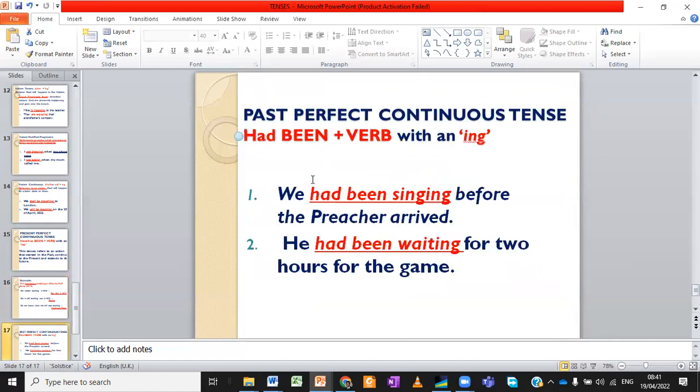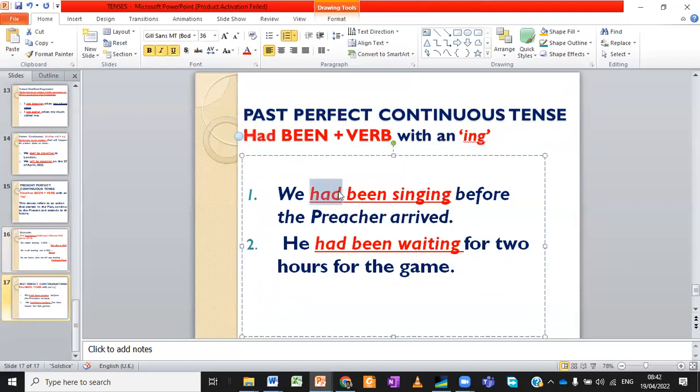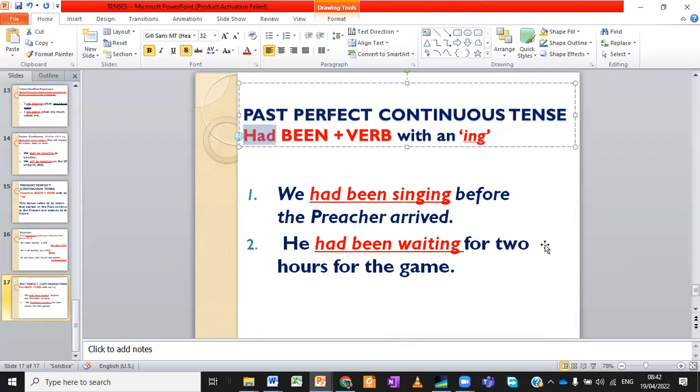Okay? Finally, past perfect continuous tense. You use had been plus a verb with an ing. We had been singing before the preacher arrived. Okay, so the action started from the beginning and stopped. Another action happened. And you always use had. Remember what I told you about past perfect? You only use one word, had. Okay?